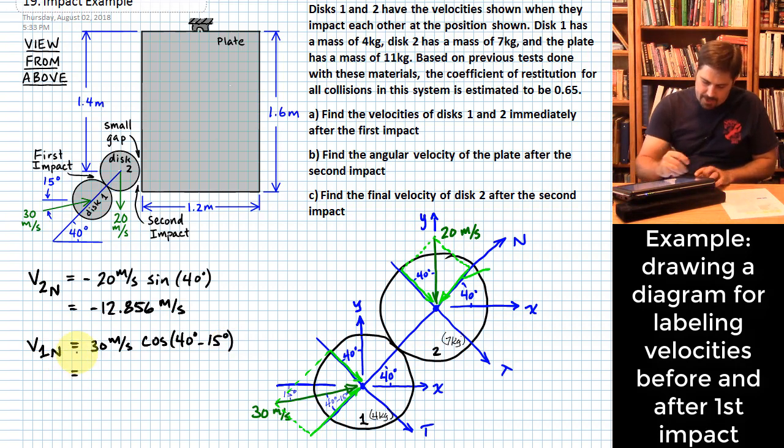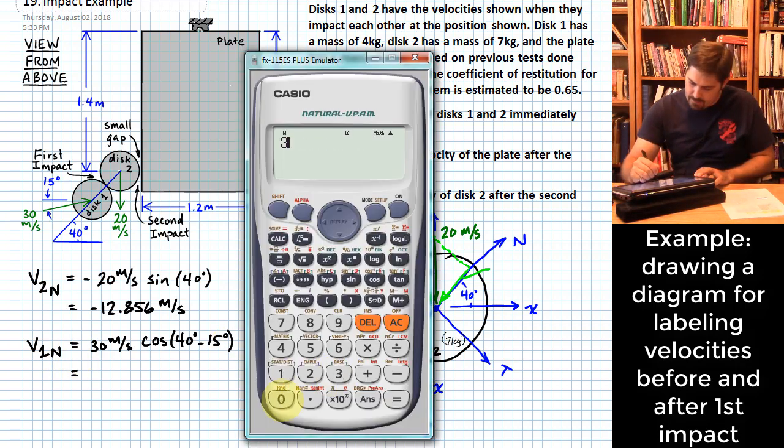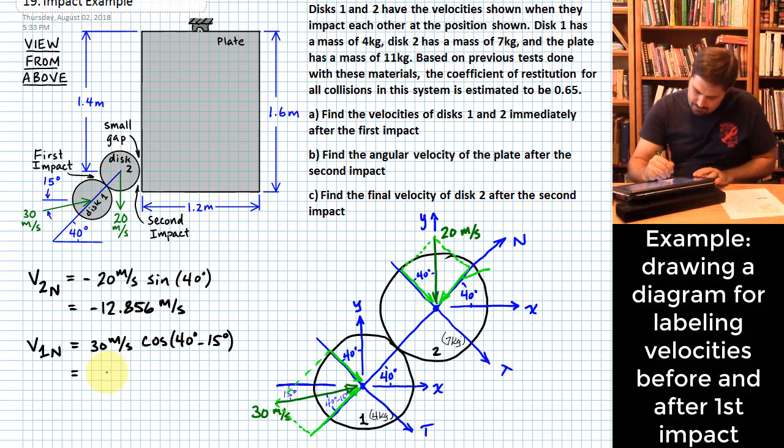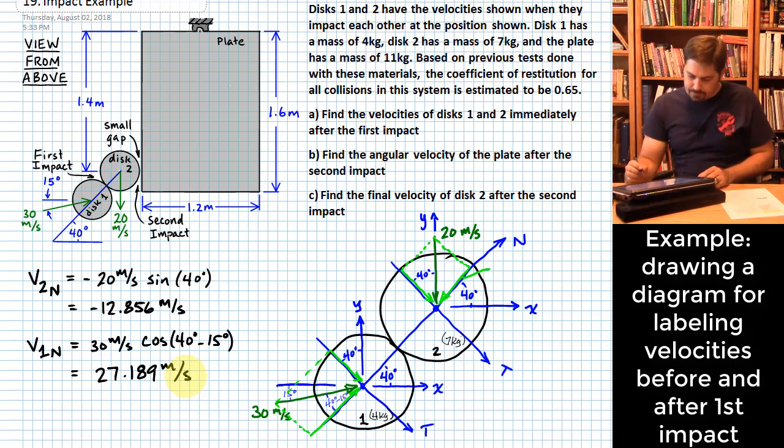And so if I punch that in, 30 times the cosine of 40 minus 15 gives me 27.189 meters per second. All right. So far, so good there.